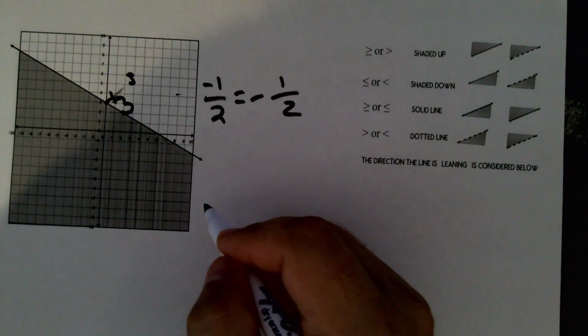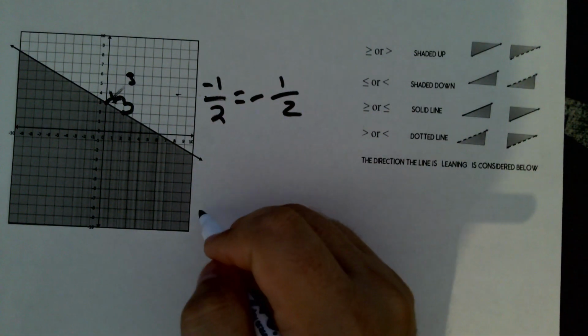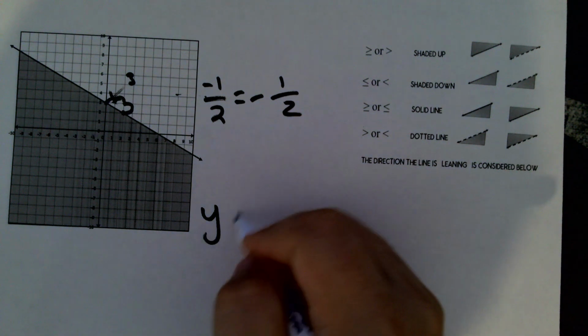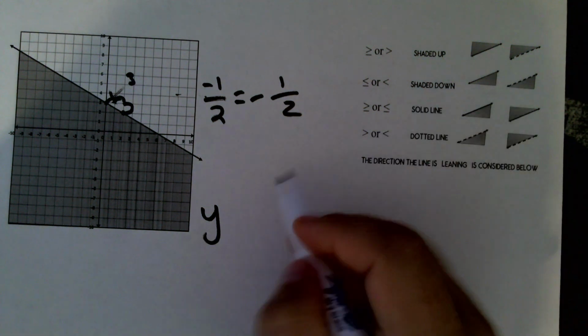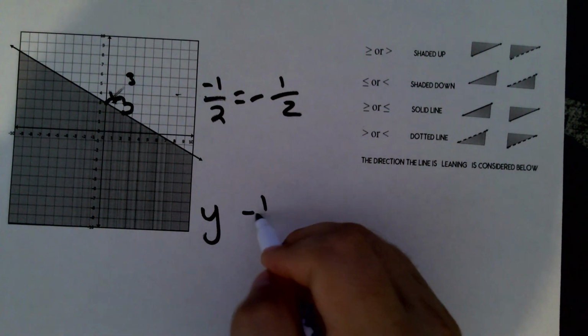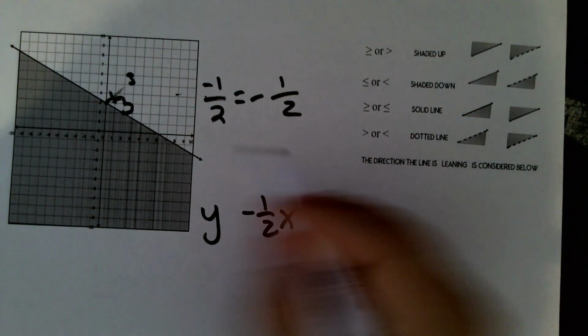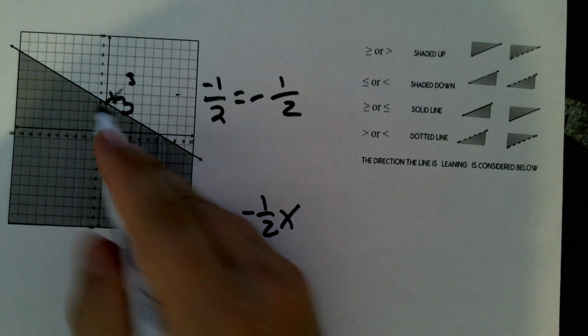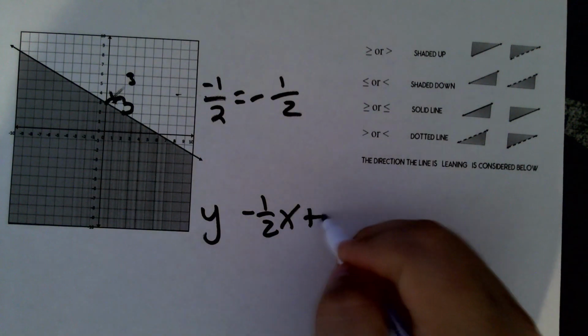So let's go ahead and put this into our slope-intercept equation, y. And then instead of putting equals, remember this is an inequality, so I'm just going to skip that for now. And this is -1/2 x, that's our slope, and we started off at 3 on the y-axis, that's our y-intercept.